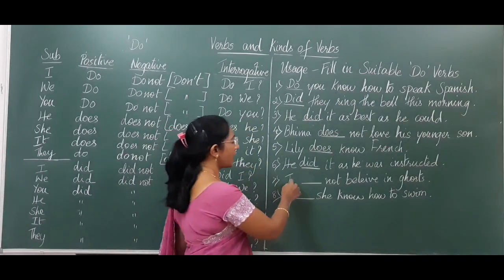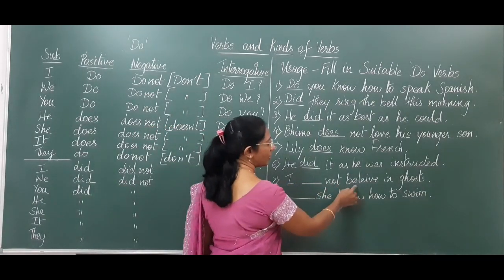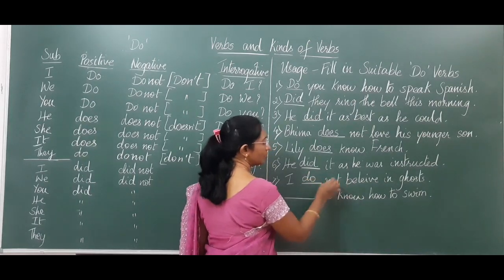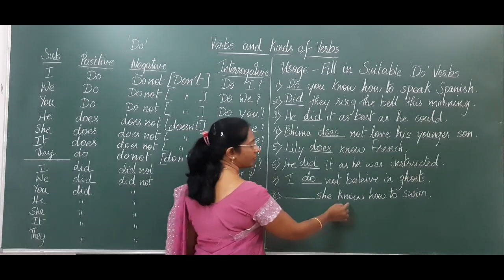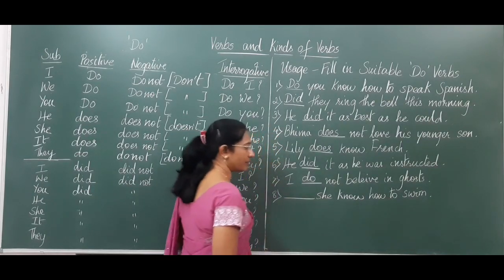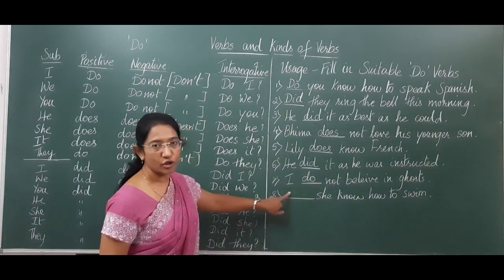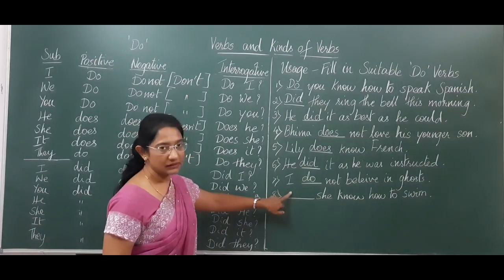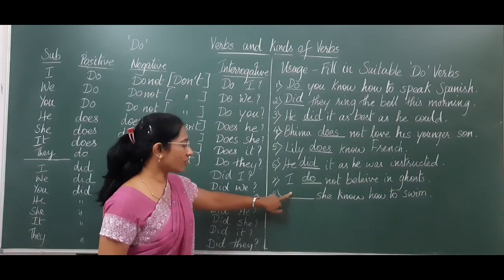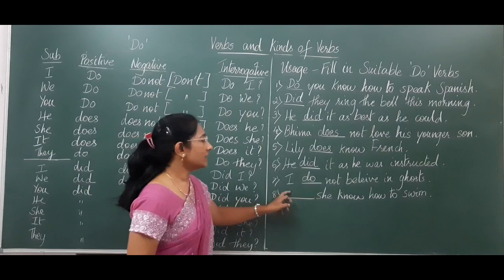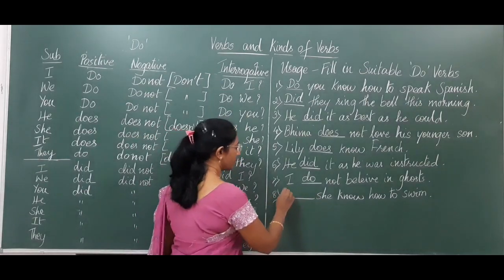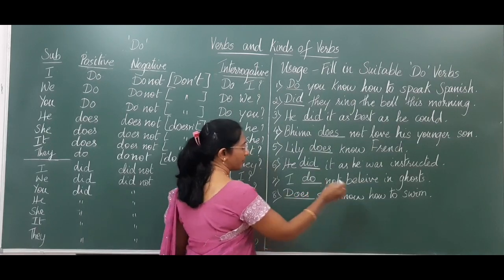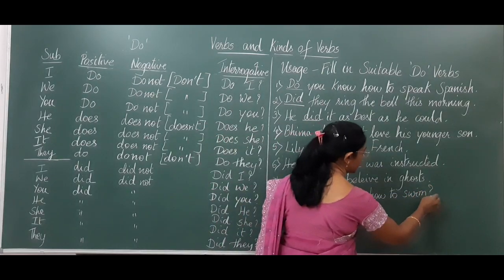Next one, I dash not believe, I do not believe in ghosts. Dash she know how to swim. So if you are using the do verb in the beginning, it is a question or an interrogative sentence. Does she know how to swim? It becomes an interrogative sentence.